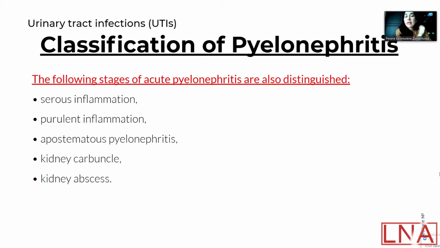The stages of acute pyelonephritis are also separated: the stage of serous inflammation, purulent inflammation, apostematous pyelonephritis, kidney carbuncle, and kidney abscess as the final stage.